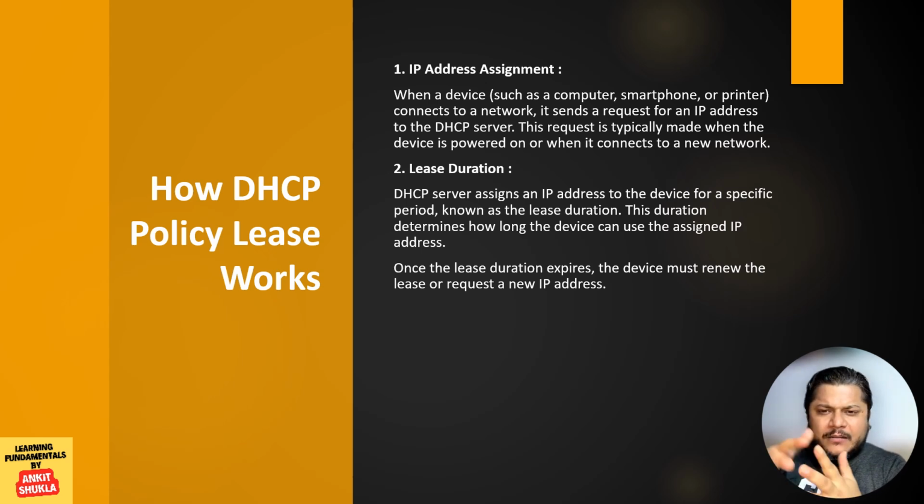There are stages, and these are in sequential order, right? The first one is IP address assignment. When a device like a computer or a smartphone connects to a network, it requests an IP address from the DHCP server. Then there is the lease duration: the DHCP server assigns an IP address using the DORA process to the device for a specific period. This period is called the lease time. This is defined in the lease policy.